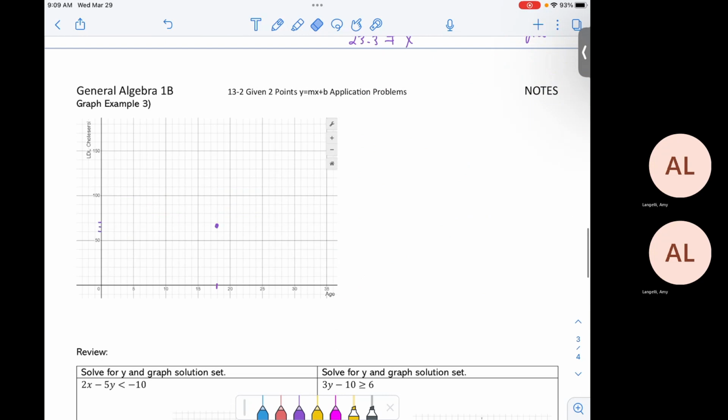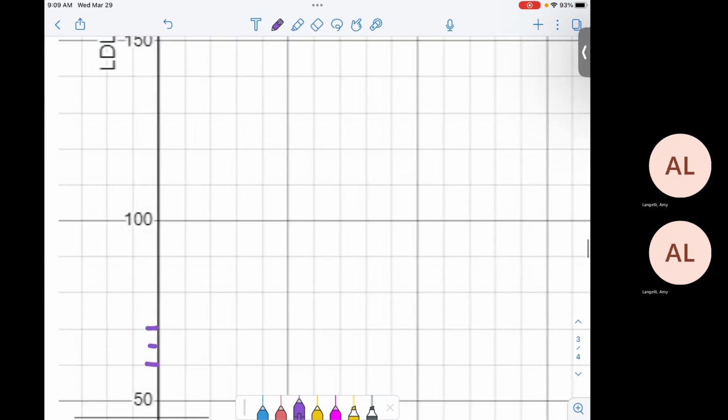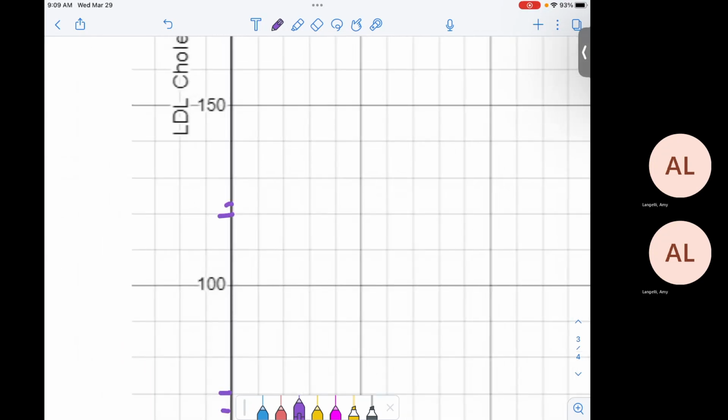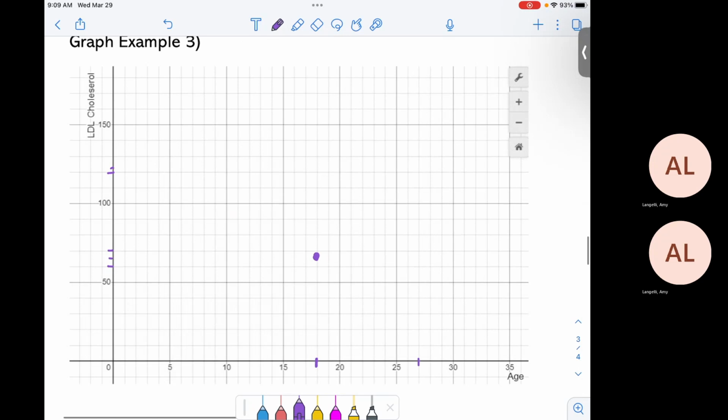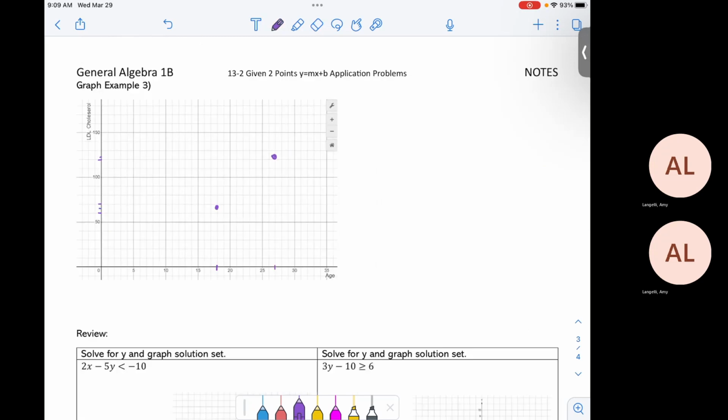27 and 142. 27, which is here. Okay, so 120 and then 2 would be right there. I have to just check, make sure I get this. Yeah, like there, and like there. It takes how many points to make a line? 2. So we got them. So it doesn't matter that I couldn't graph my y-intercept.